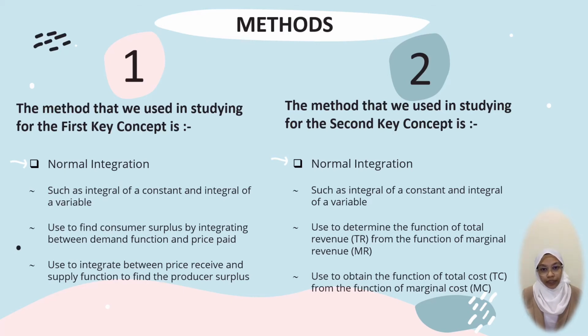Then, the method that we use in studying the second key concept is also normal integration, such as the integral of a constant and the integral of a variable. But for this one, we use it to determine the function of total revenue from the function of marginal revenue, and to obtain the function of total cost from the function of marginal cost.